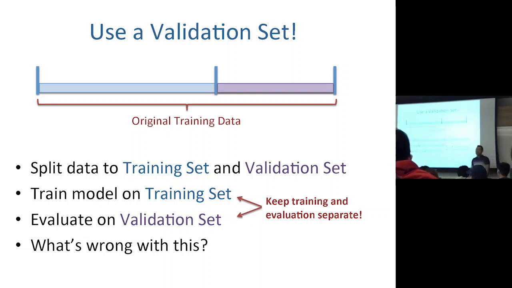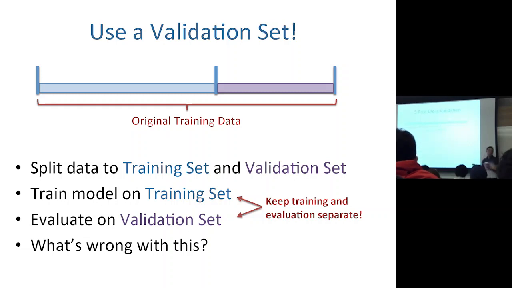Can anyone tell me what's wrong with this setting? Like, what's the limitation of this setting? Yes? Correct. You are decreasing the amount of data used for training. And as we saw in the previous slide about overfitting versus underfitting and the bias variance trade-off, the more data you have, the better, because you can then use more complicated model classes, right? So that's what's wrong with the setting.